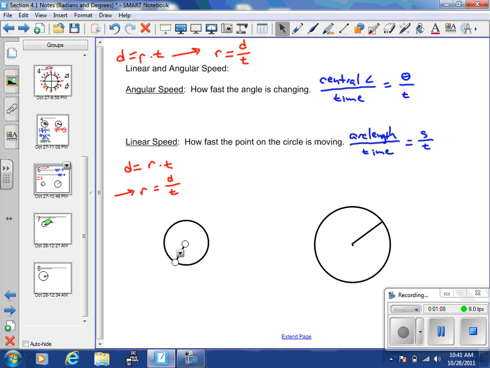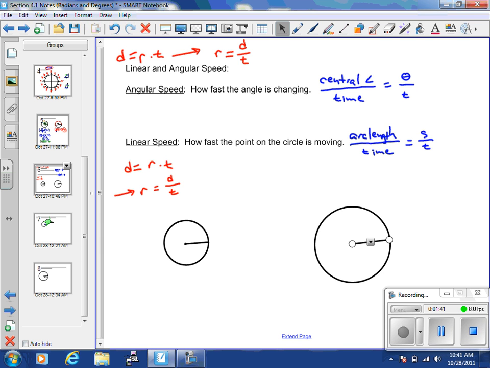There's two kinds of speeds. There's the speed that the angle at the middle is changing, but then there's also the speed that a point on the circle is moving. Those are referred to as angular speed and linear speed. The linear speed, the speed of the point on the circle moving, depends on the size of the circle. If I move this segment at the same speed I was moving the other one, so that the central angle is moving at the same speed, the point on the circle has to be moving faster.